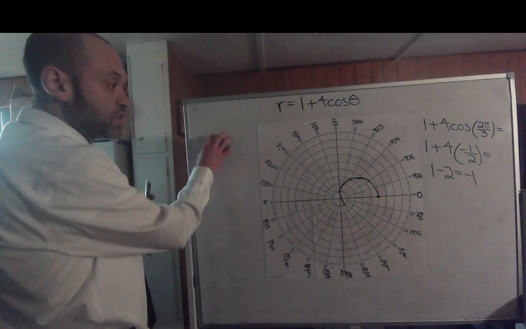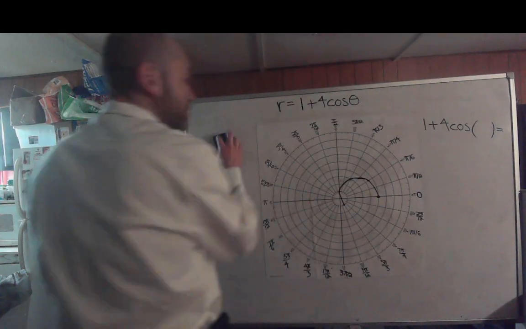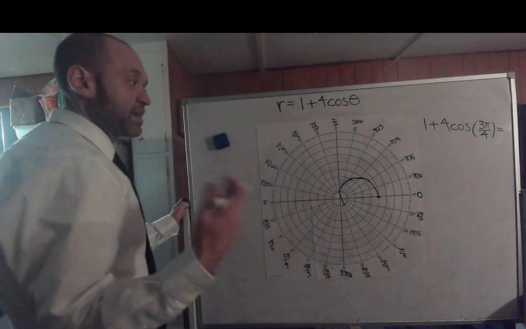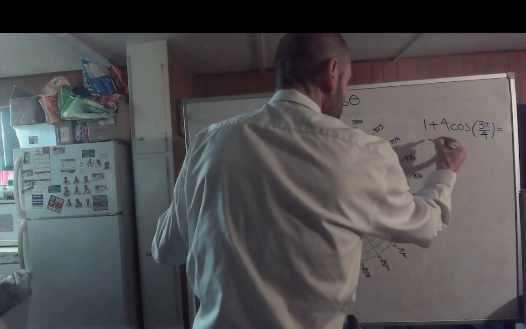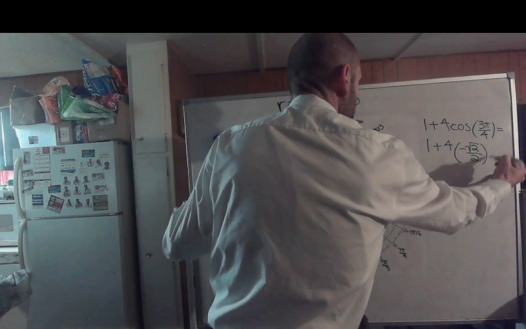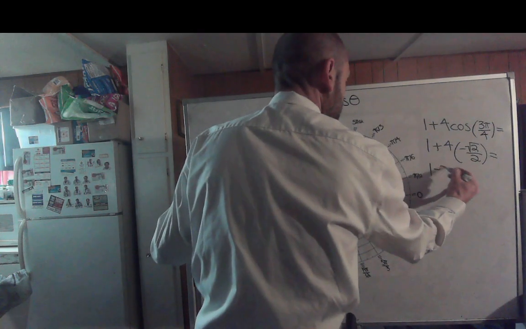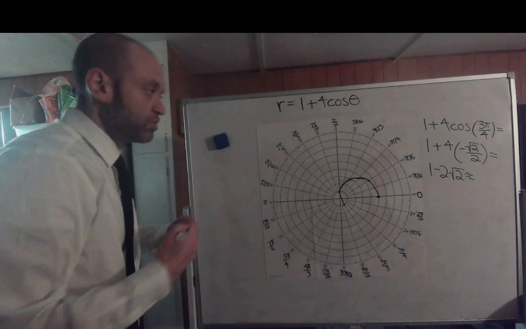And then let's go ahead and deal next with 3 pi over 4. That's the next special angle, is 3 pi over 4. Well, again, that's going to be negative because we're in the second quadrant. So cosine of pi over 4 is square root of 2 over 2. So you'd end up having 1 plus 4 times negative square root of 2 over 2. Well, this would give me 1 minus 2 times the square root of 2, which now I should be able to get a decimal approximation.